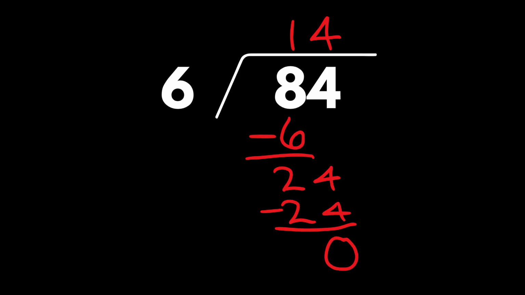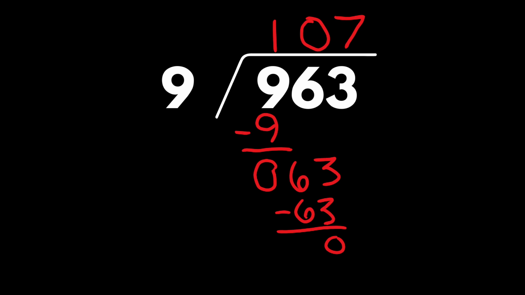Problem 1. 84 divided by 6. 6 goes into 8 once. Remainder 2. Bring down the 4. 24. 6 goes into 24 4 times exactly. The answer is 14.